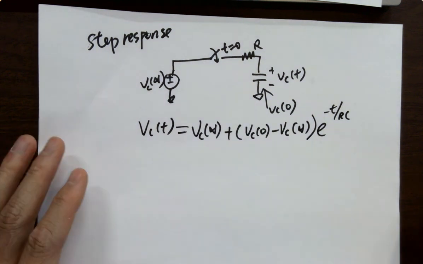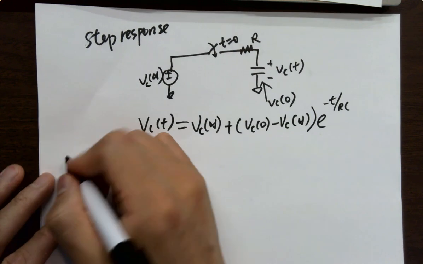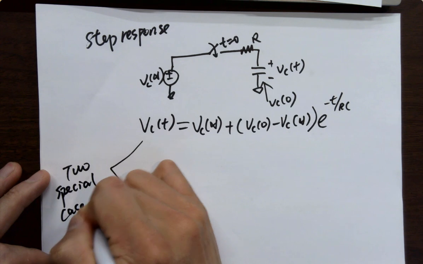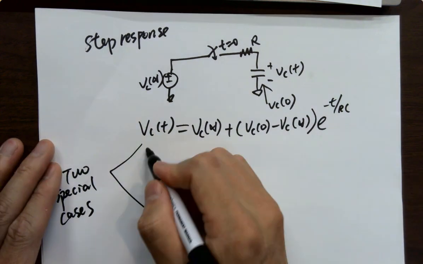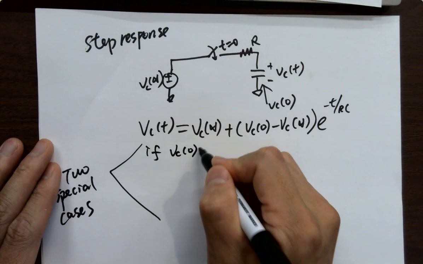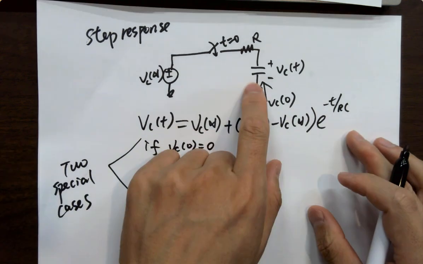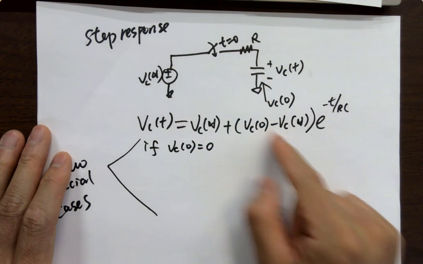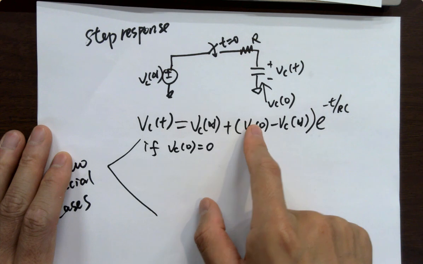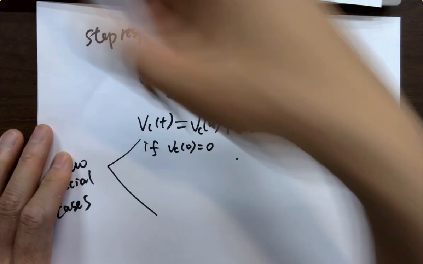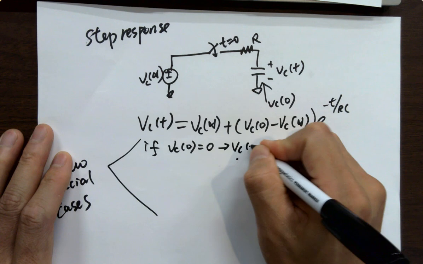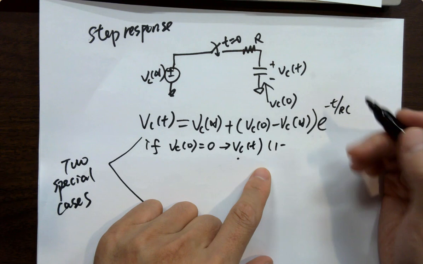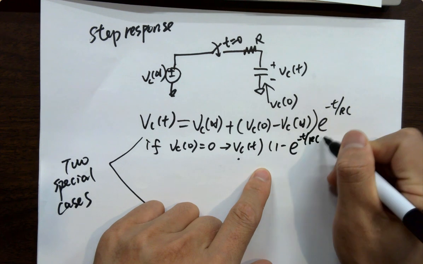Okay? And there are two special cases. The first one is what? If VC0 is 0, which means there wasn't an initial voltage stored in the cap, what's going to happen? It just changes from 0, right? And the equation becomes what? VC(t) becomes what? This is just something you have to remember. It's VC infinity times 1 minus e to the minus t over RC, right?